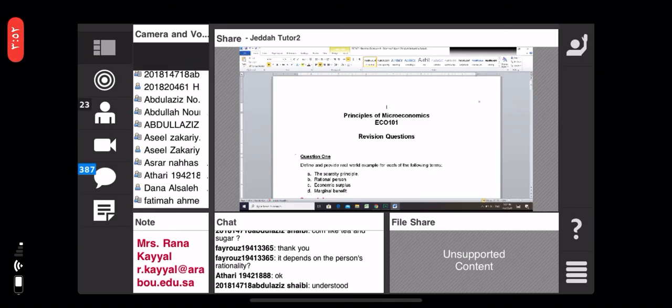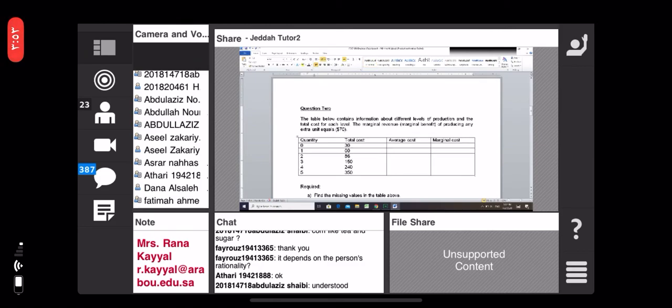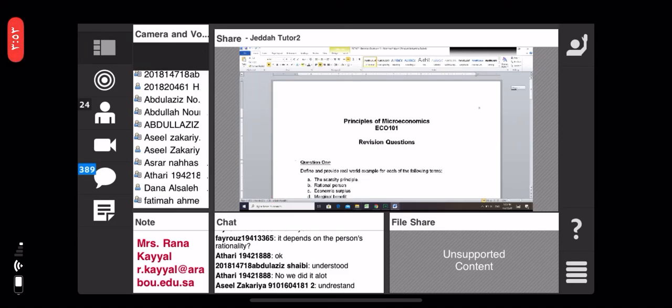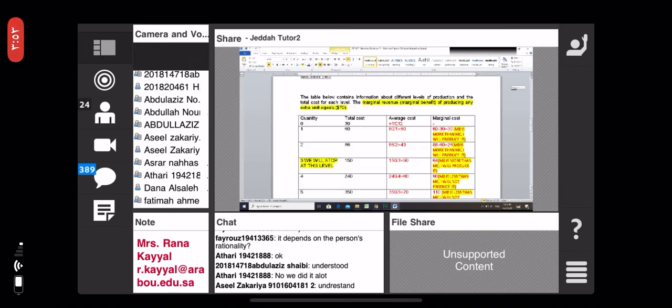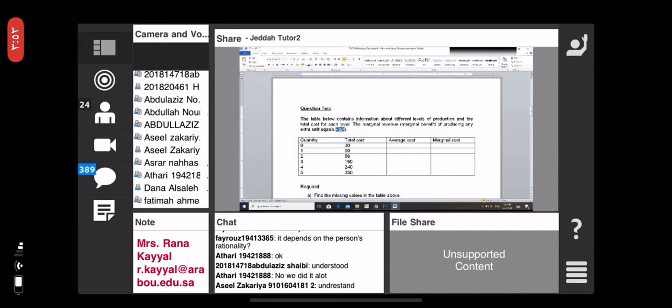Okay, revision question number 4. Scarcity is repeated, I will just jump. Okay, because this is repeated. And this one is exactly repeated with the same numbers by the way. Do you want me to solve it? Yeah, marginal revenue. We just solved it. Number 3. Yes, it's the same exercise, so I will not solve it. Okay guys, question two is the same as the one we did.